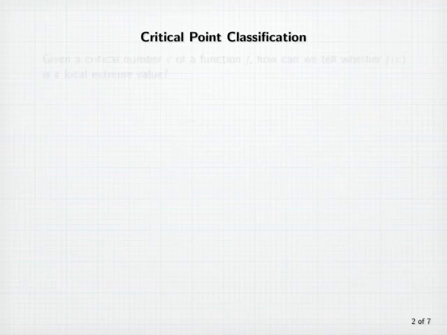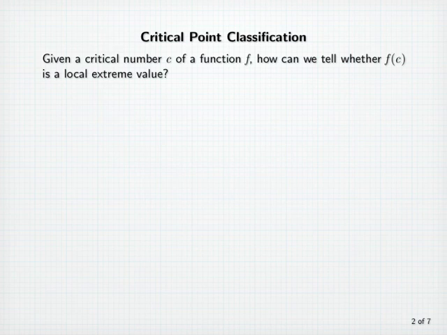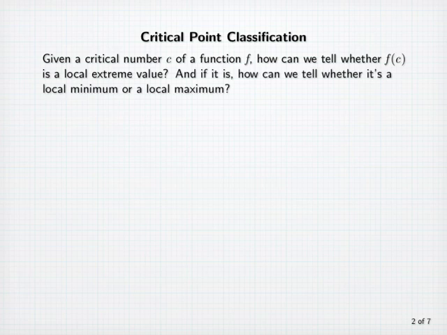Critical point classification. Given a critical number c of a function f, how can we tell whether f of c is a local extreme value? And if it is, how can we tell whether it's a local minimum or a local maximum? For this purpose, we have the first derivative test.